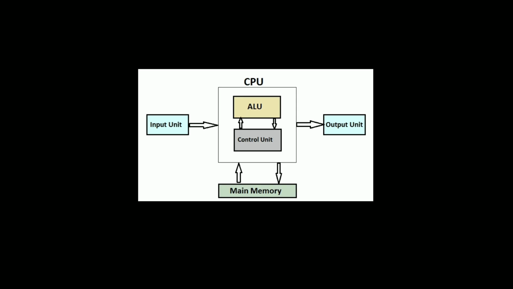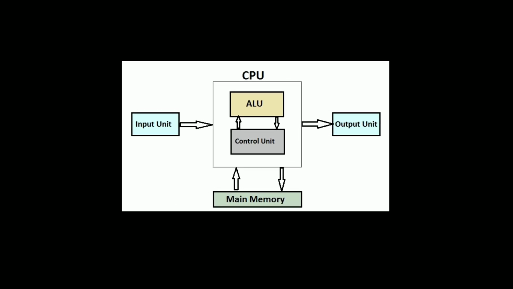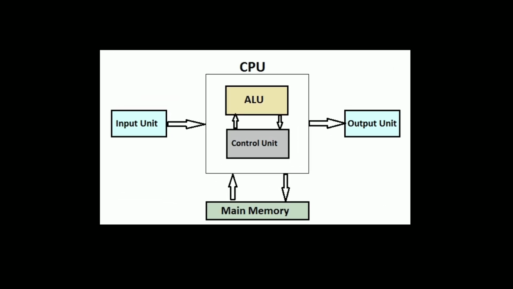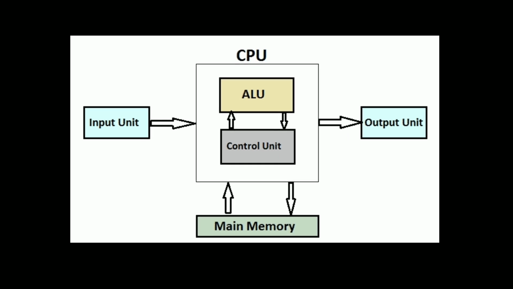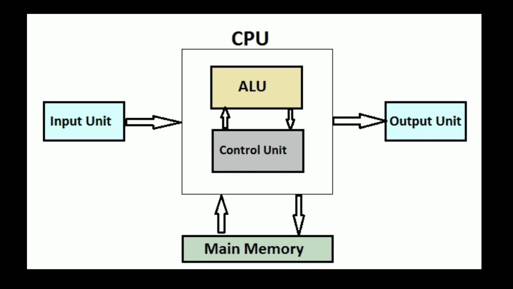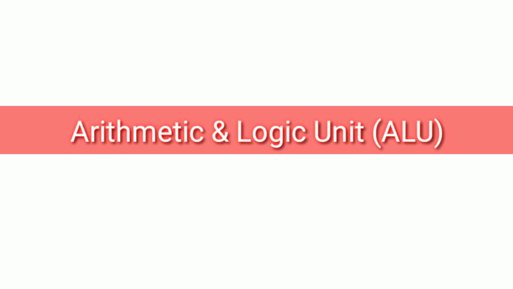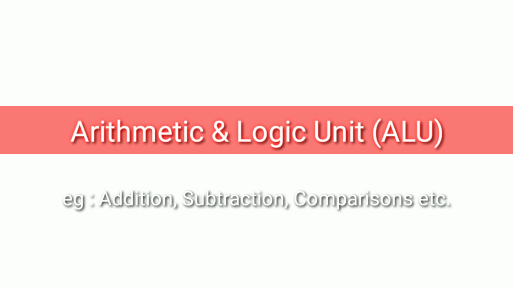The CPU is logically divided into three parts. They are arithmetic and logic unit, control unit, and memory unit. Arithmetic and logic unit, ALU. All the arithmetic and logical operations are performed by this unit. Addition, subtraction, comparisons, etc. are some examples of arithmetic operations.